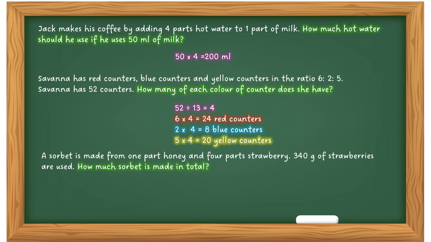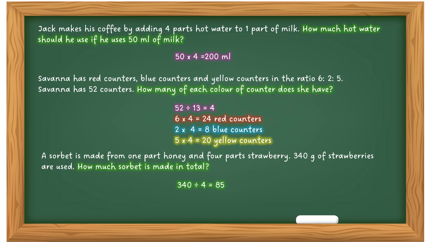Now a sorbet is made from 1 part honey and 4 parts strawberry. 340 grams of strawberry are used. How much sorbet is made in total? Pause the video and have a go. So how did you do?